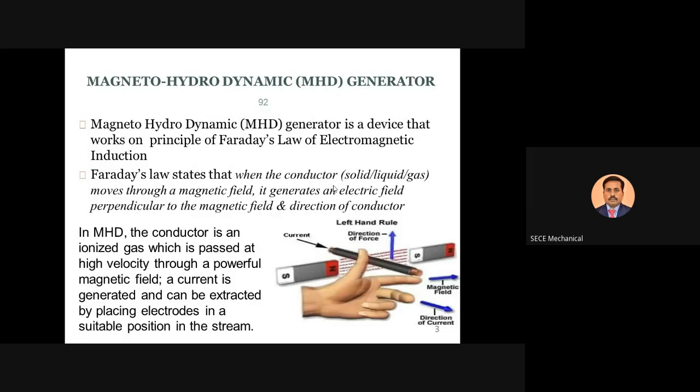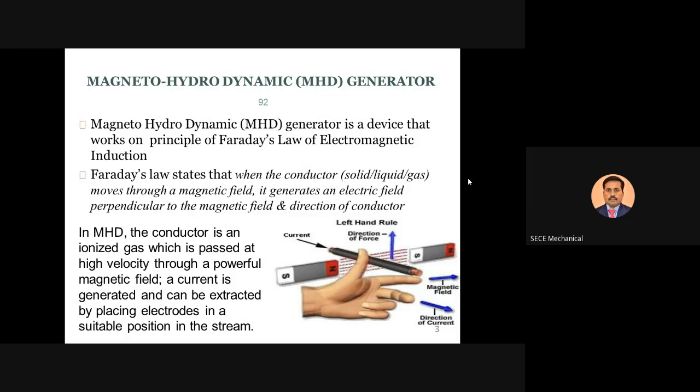You know Faraday's law of electromagnetic induction. When a conductor, which may be a solid, liquid or gas, moves through a magnetic field, an electric field is generated perpendicular to the magnetic field, so that is called power. This is the concept behind Faraday's law of electromagnetic induction. According to this law, the magneto-hydrodynamic generator generates power. So this is the basic concept behind the MHD generator.